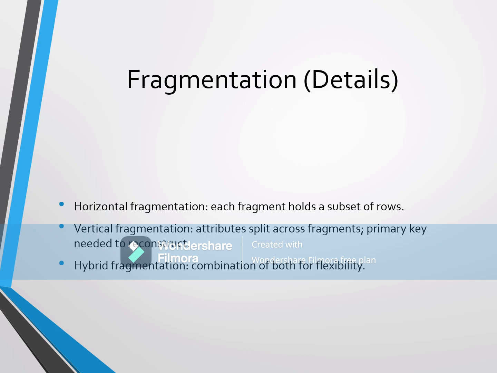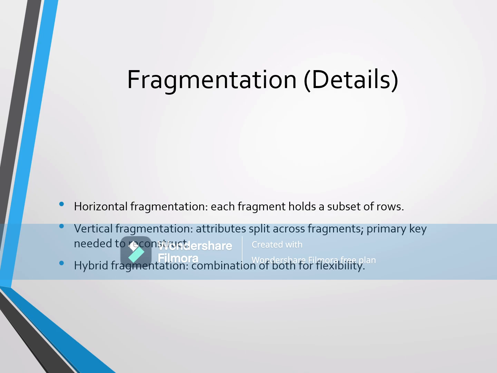A crucial property is reconstructibility. Fragments must recombine into the original relation via unions or joins. While fragmentation reduces data transfer for many queries, it complicates global joins and query planning. Optimizers must plan operations to minimize expensive cross-node data movement.